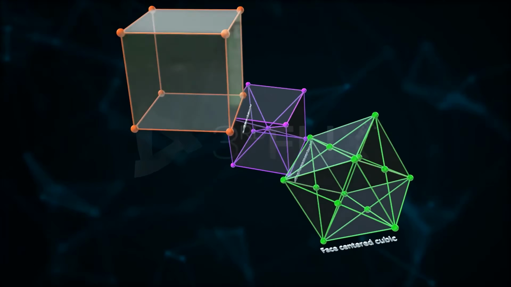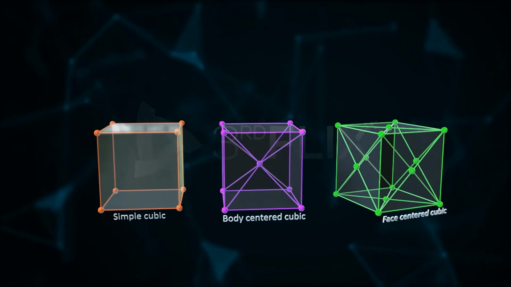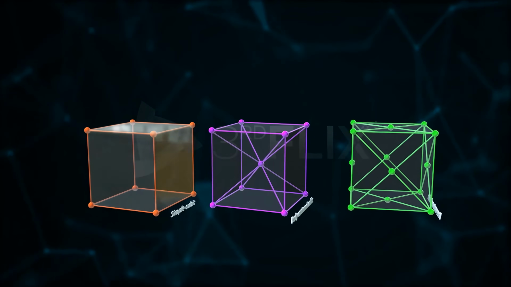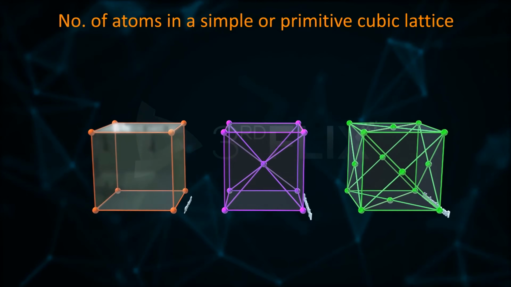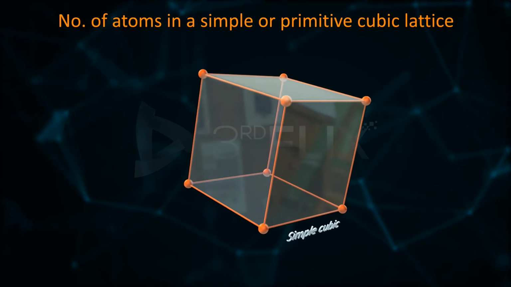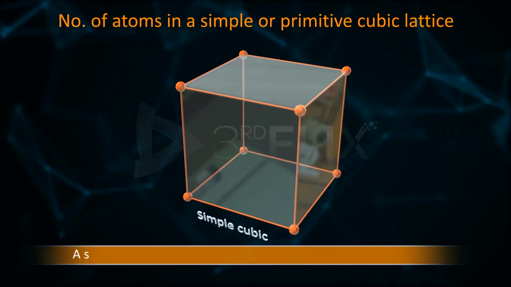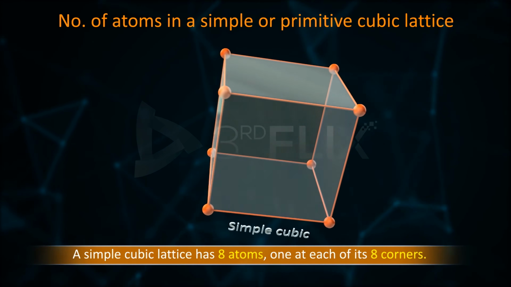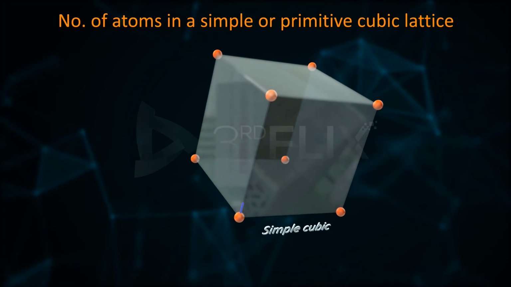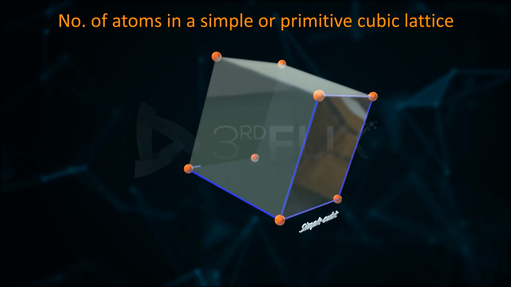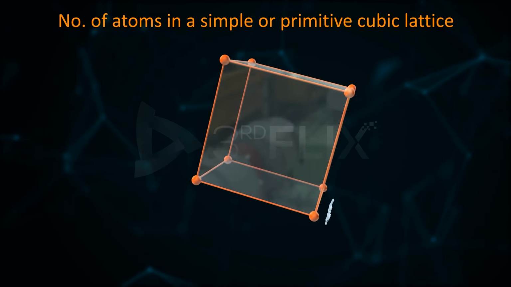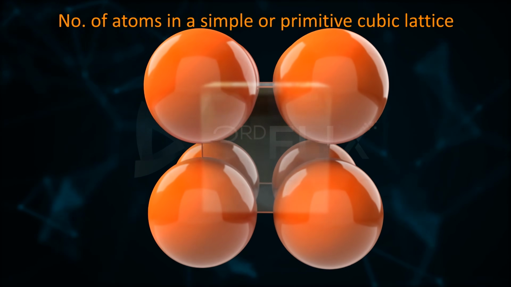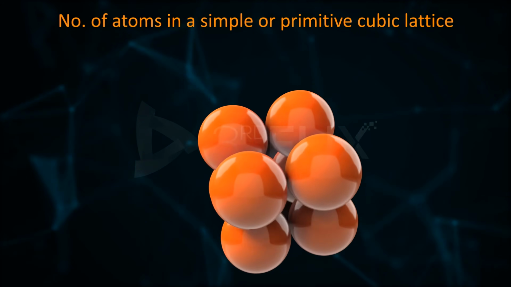Let us consider three types of cubic unit cells, and for ease of understanding, let's assume the constituent particles to be atoms. To begin with, we will consider a simple or primitive cubic lattice. A simple cubic lattice has 8 atoms, one at each of its 8 corners. Please note that the distances between the atoms are greatly exaggerated. In the real scenario, the atoms are packed together much more closely.